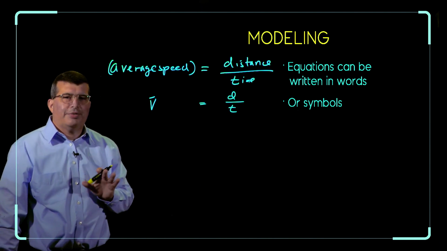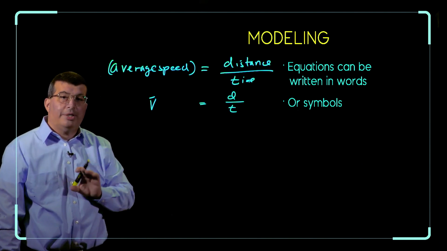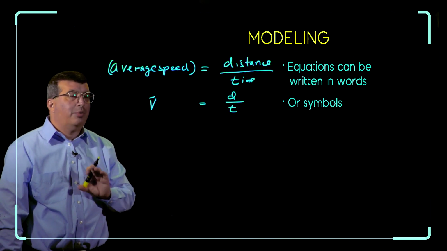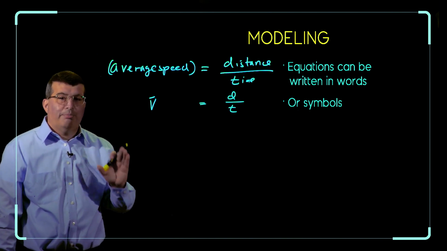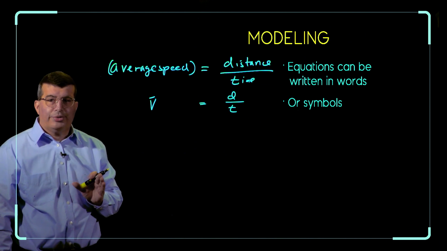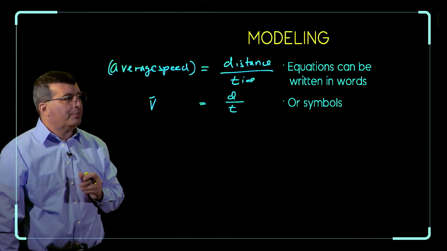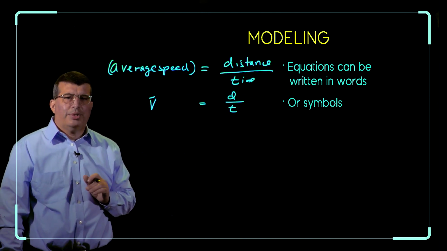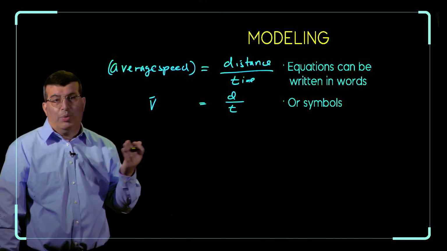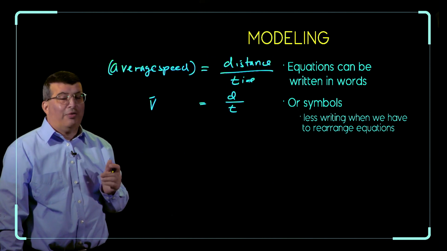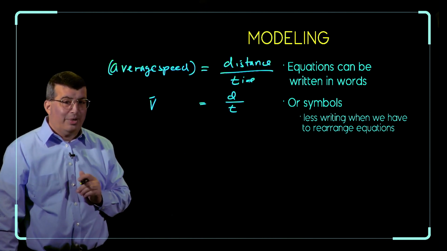So both of these have the same information in it. You can write the equations either way, and you might want to even write them both ways. You might want to start off with the words just so you know that you're using the right principle, and then write the symbols. The reason we write the symbols is that it's less writing when we have to work with the equations. We often also have to rearrange the equations.